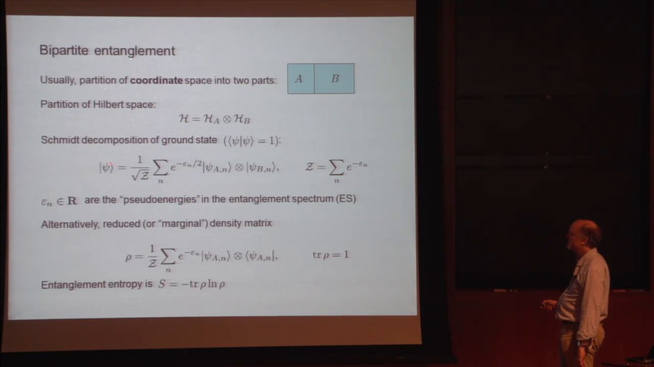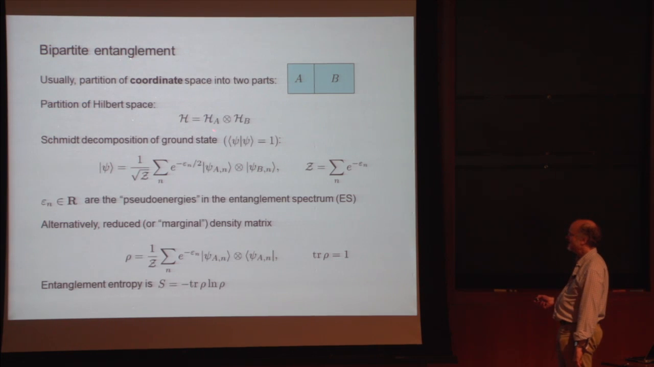decomposition of Hilbert space, the ground state wave function is a sum of tensor products of pieces in part A and in part B. And there are some coefficients, and so this is the so-called Schmidt decomposition, or maybe more properly, it's equivalent to a singular value decomposition of a matrix. One can sort of think of this as a matrix and do the same decomposition.